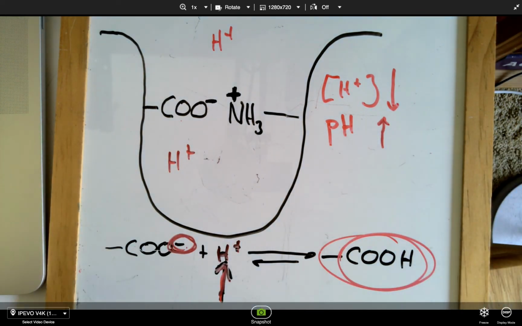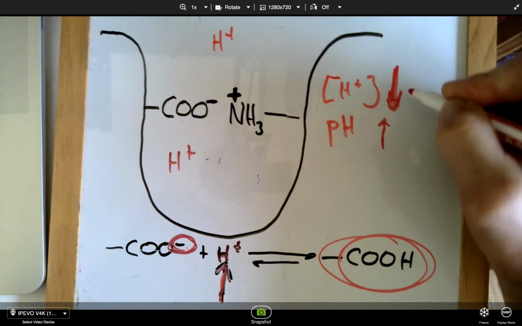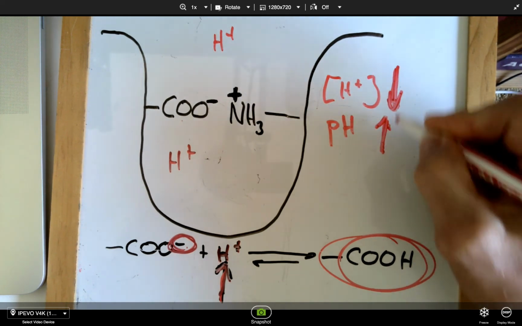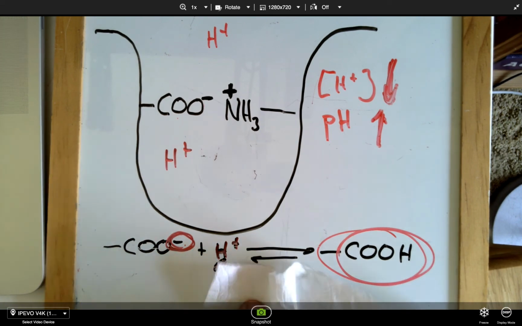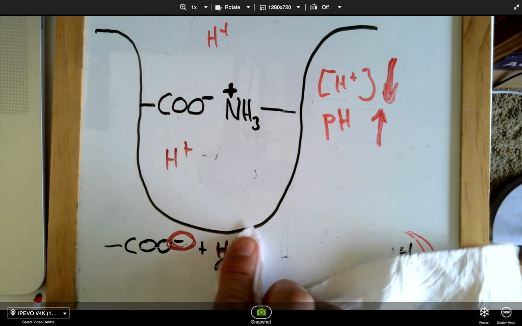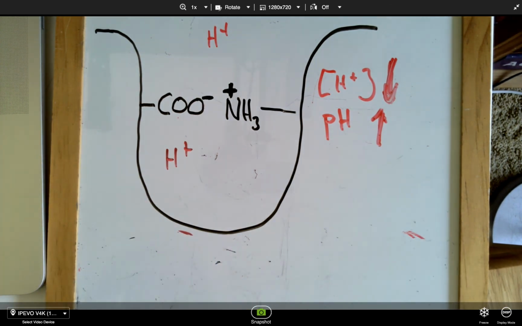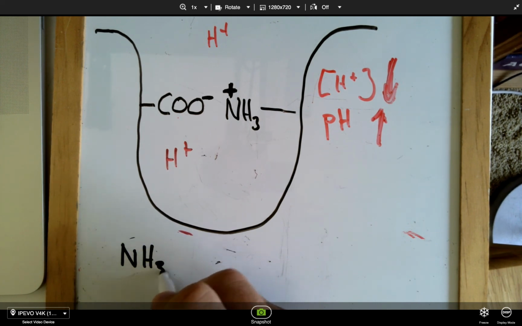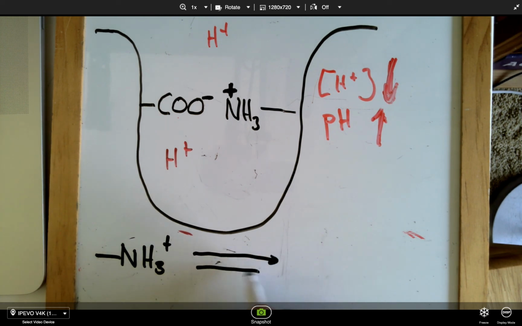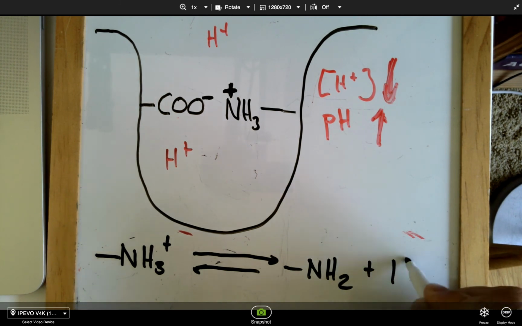But let's keep going. Let's keep adding more and more base. Let's keep driving up the pH, driving down the hydrogen ion concentration. And now what we're going to have to look at is something else. Now, what we're going to have to look at is this. NH3+ is in equilibrium with NH2 plus H+.